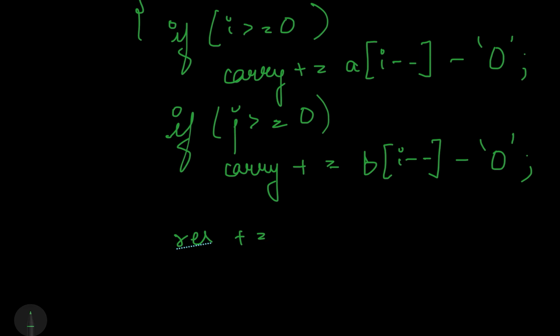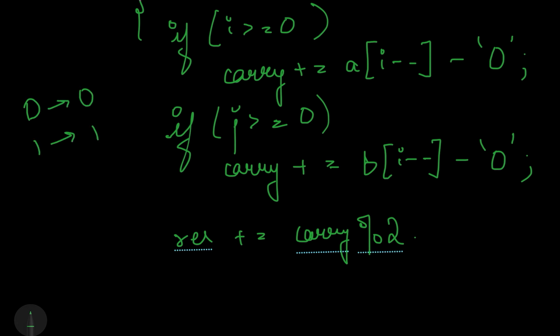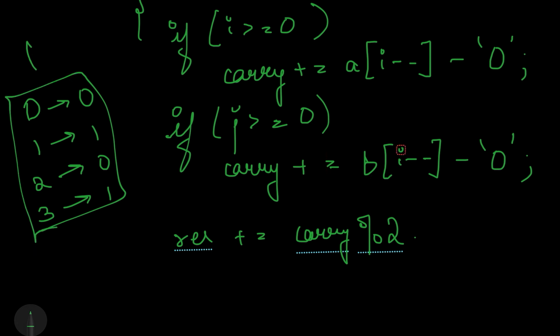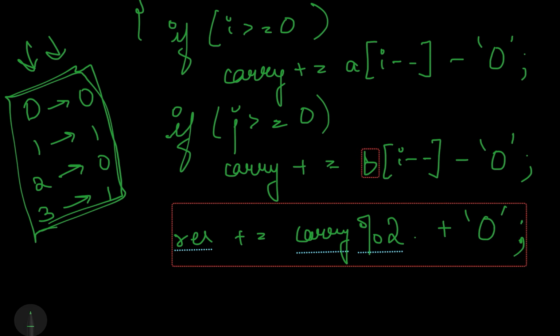What will we add to our result? We'll add carry mod 2. Why mod 2? Because if carry is 0, it will add 0. If carry is 1, it will add 1. If carry is 2, it will add 0. If carry is 3, it will add 1. So these are our options for the mod of carry. And then again we'll add '0' to convert it into a character type to store it in our string res, which is storing our result.